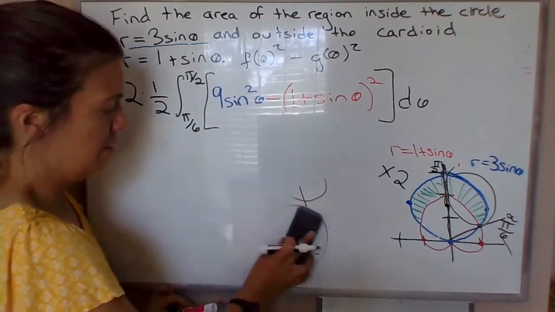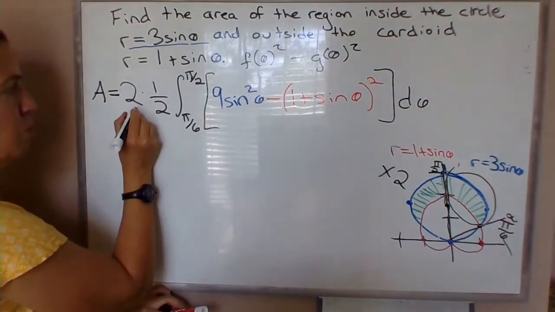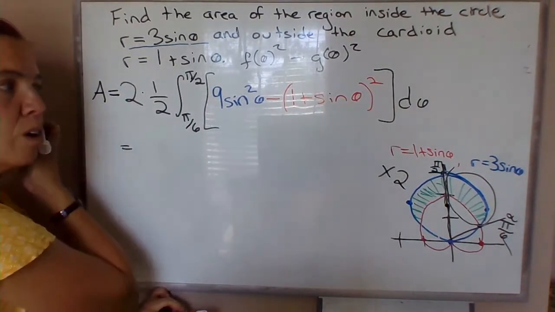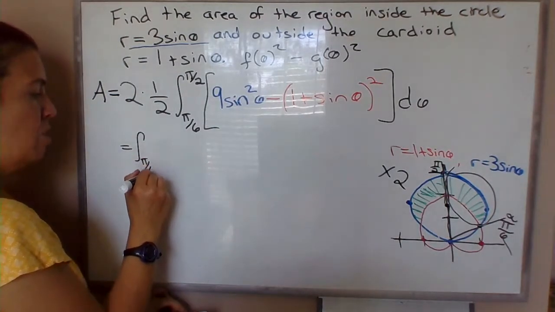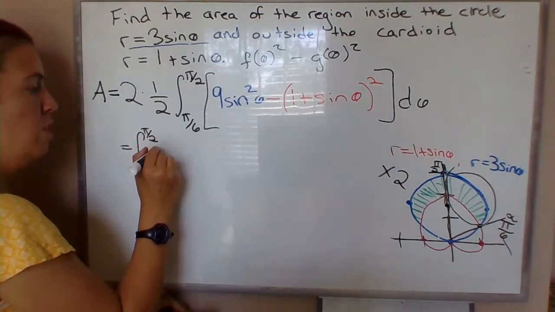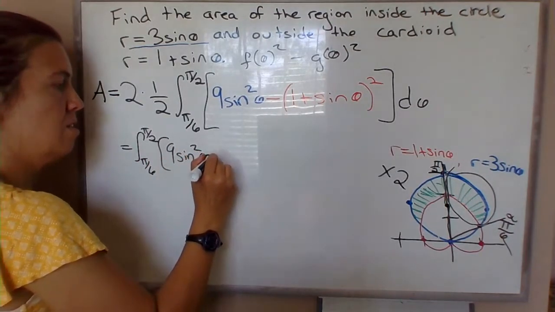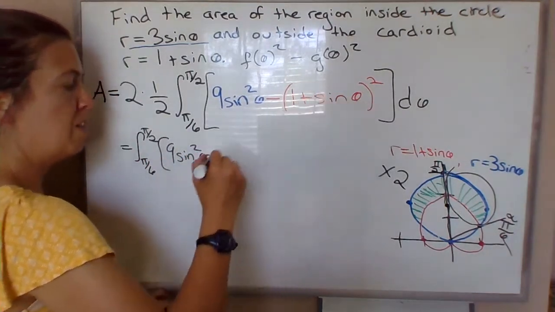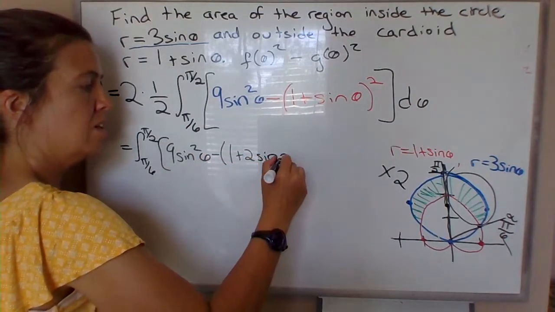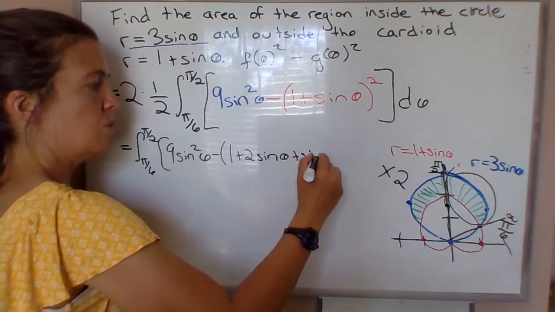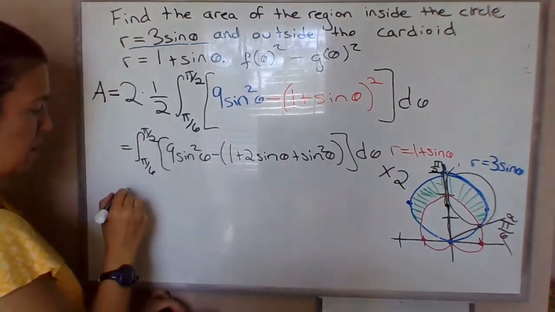Okay, so now we just have to evaluate this integral. Let's see what we can do. Well, the 2 times 1/2, so that's fortunate. So our coefficient in the front is now just 1. Integral from pi over 6 to pi over 2 of 9 sine squared theta minus, okay, so when we multiply this out, we'll have 1 plus 2 sine theta plus sine squared theta, integrated with respect to theta.